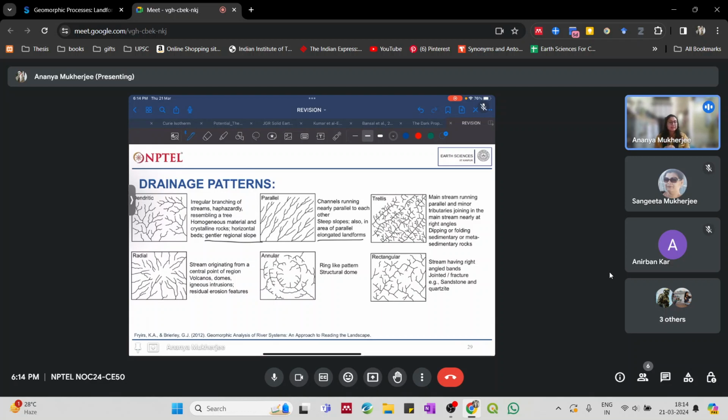Then you have trellis. These are again formed in areas where you have dipping strata, or you have folded strata.